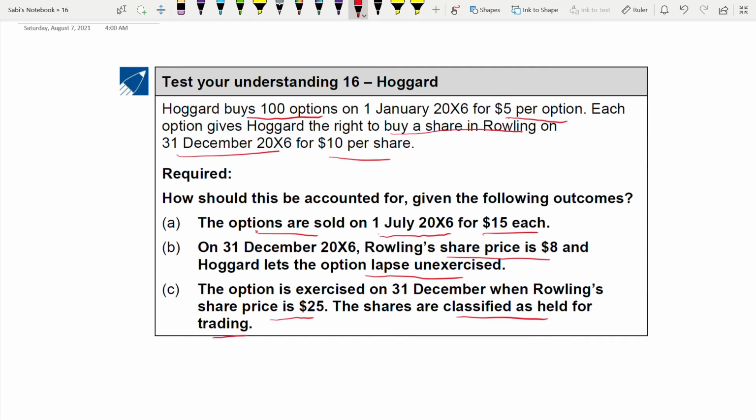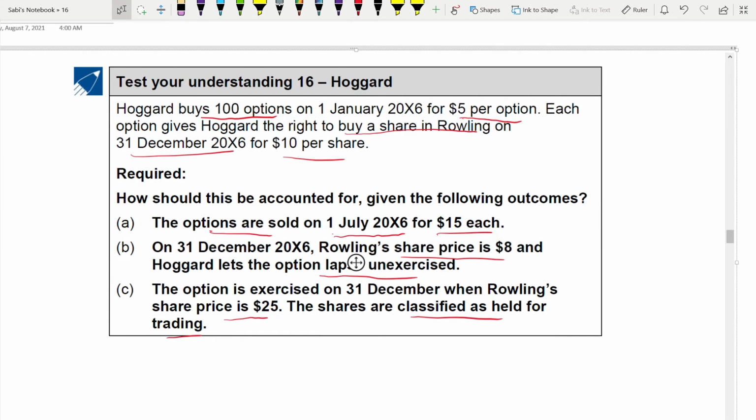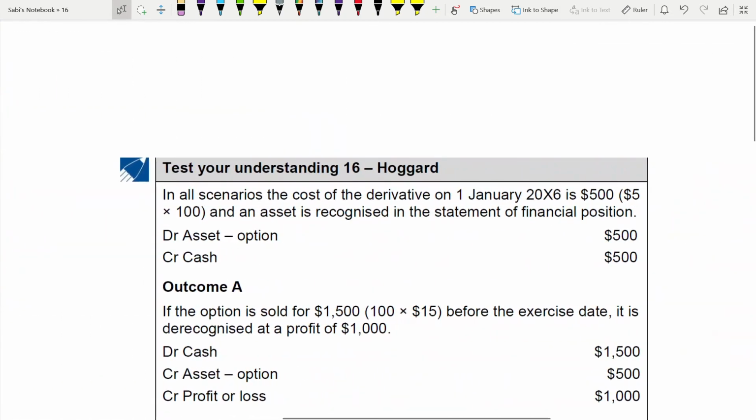So let us go to the first scenario, when you're selling the option on 1st of July 2006. When are you buying the option? 1st of Jan 2006. So you will have it till 30th June. That means for 6 months you'll be having the option. You're buying 100 options for 5 each, and then you're selling them at 15 each. So how are you going to recognize the first one? Before that, you have to understand that this is a derivative. An option is a derivative. How do you account for a derivative? At fair value, right? So in all the scenarios, the cost of the derivative, that means the cost of the option on 1st of Jan 2006, is 500. 5 into 100.